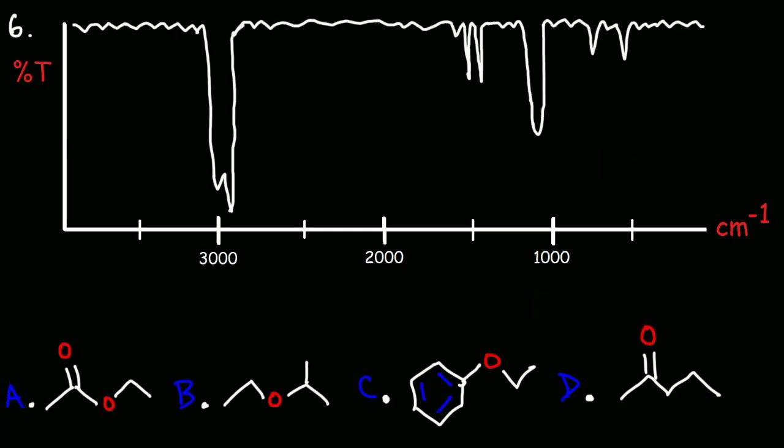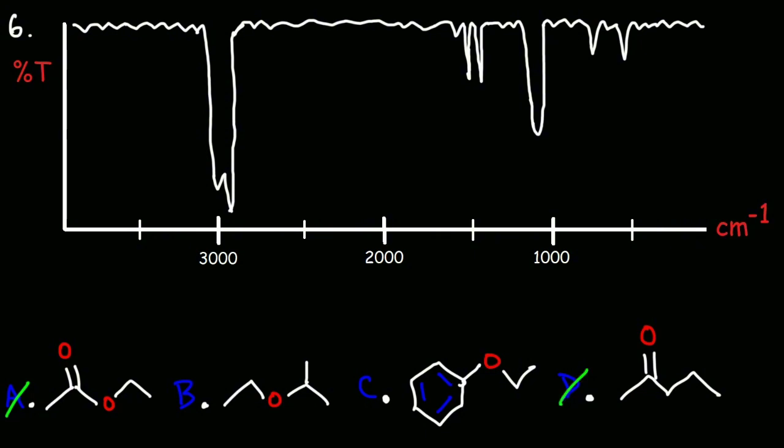Now let's consider number 6. So looking at our answer choices, we have an ester, an ether, and a ketone. And we also have a benzene ring. Which of these would correspond to the graph that we see? Well, the first thing that we can notice is we lack the presence of the carbonyl group at 1700. So right there, we could eliminate answer choice A and answer choice D.